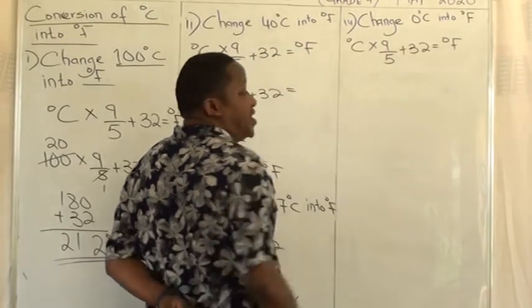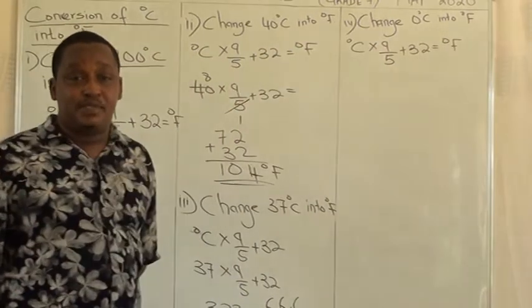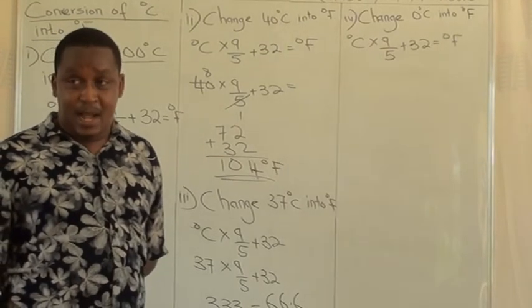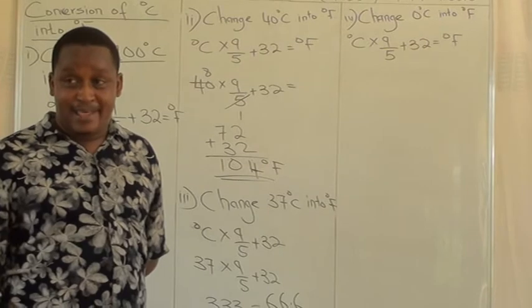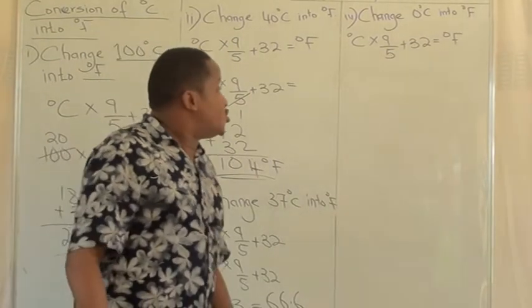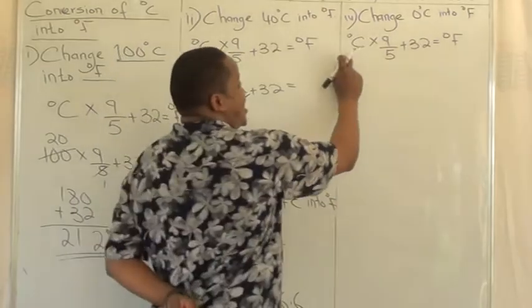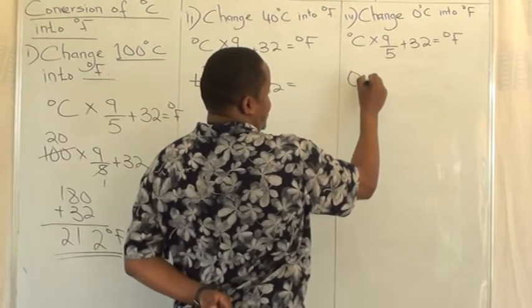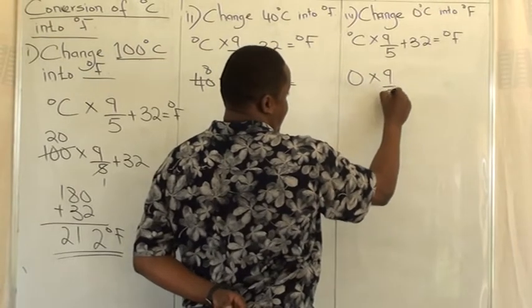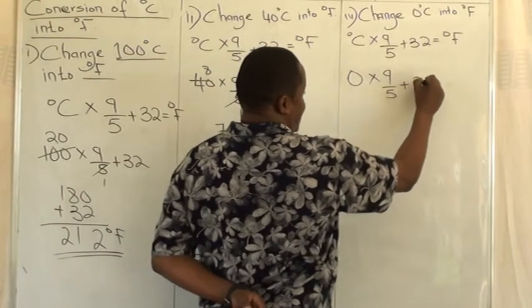If you remember the formula, then the working becomes so easy and so simple. It's just like a cup of tea or a walk in the park, as Teacher Richard would say. So, if you take your 0 degrees, you multiply by 9/5 plus 32.